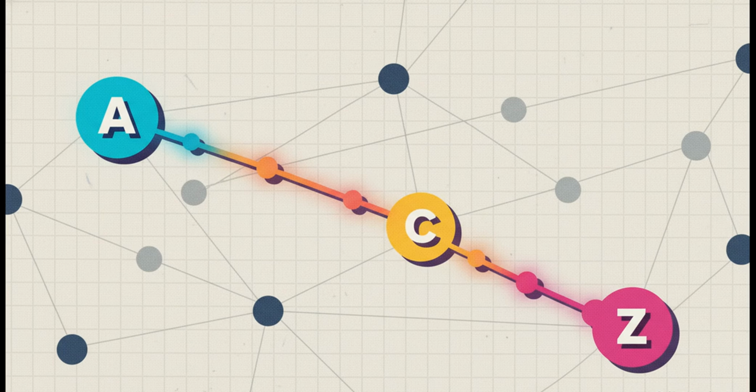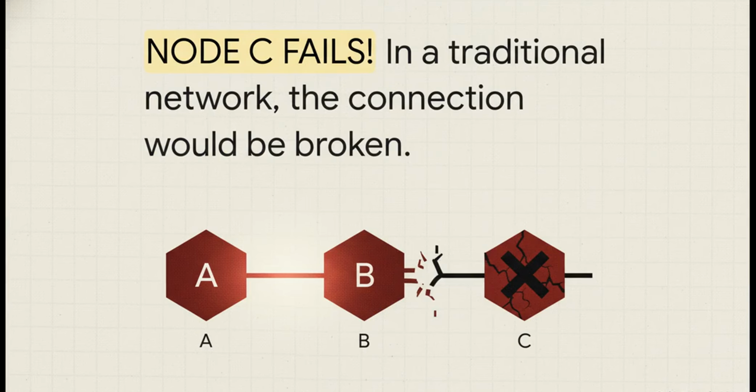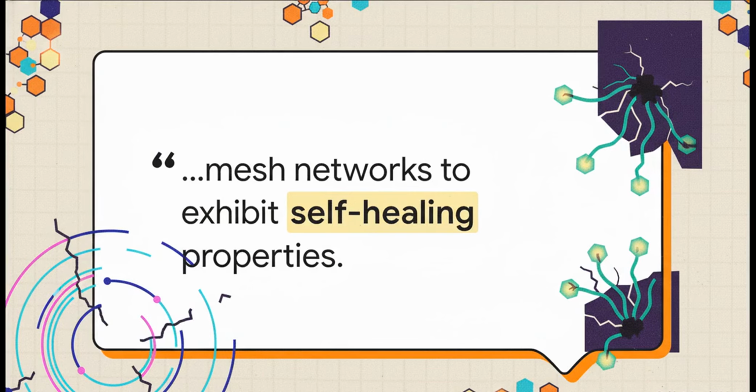Let's watch this play out. Imagine a piece of data needs to get from node A to node Z. Right now, the network figures out the best path is through node C. Simple, right? Everything's running smoothly. But then, disaster strikes. Node C suddenly goes offline. Maybe its battery died, maybe it got damaged. In a traditional network, that connection would just be broken. End of story. But not in a mesh network.